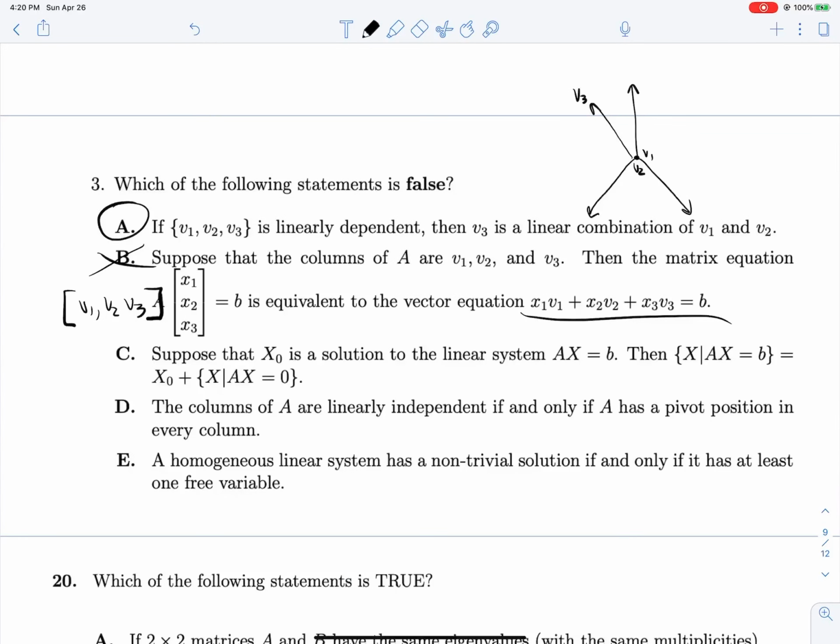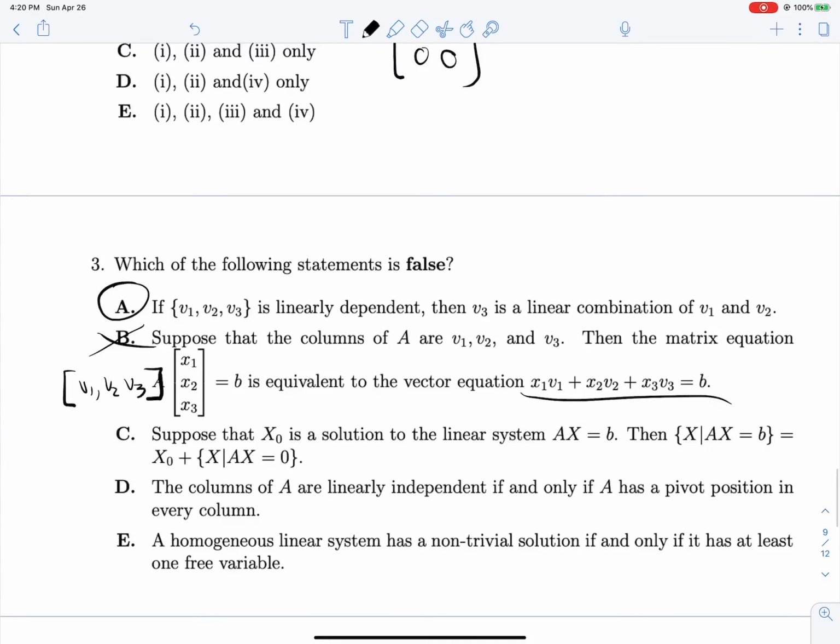What about C? This is the weird one. Suppose that x0 is a solution to the linear system Ax equals b, then the set of all x such that Ax equals b is equal to x0 plus the set of all x such that Ax equals 0. Okay, so I think that my previous way of explaining why this one is true is sufficient here. So let's see if I can remember what I said.